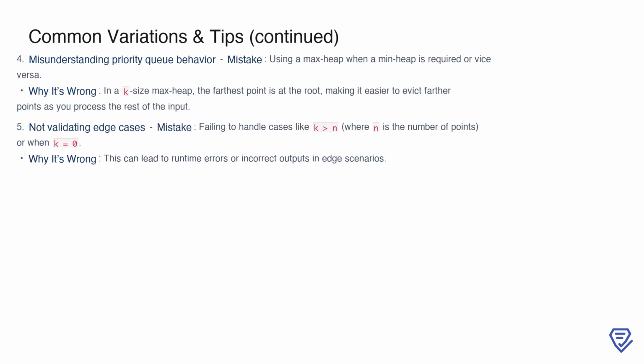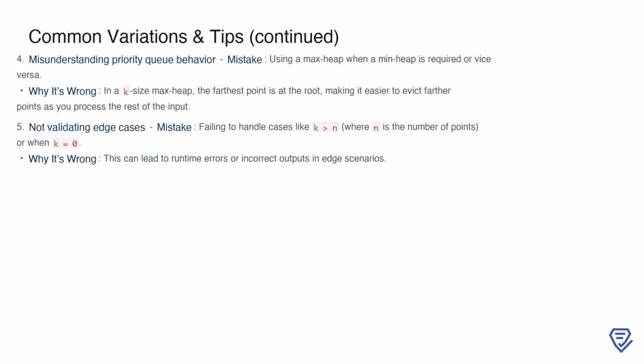Another pitfall is misunderstanding how priority queues, or heaps, function in this context. For example, using a max heap when a min heap is required, or vice versa, can lead to incorrect behavior. In a k-size max heap, the farthest point is kept at the root, which allows you to efficiently remove it when a closer point is found. This is the correct approach for maintaining the k closest points.